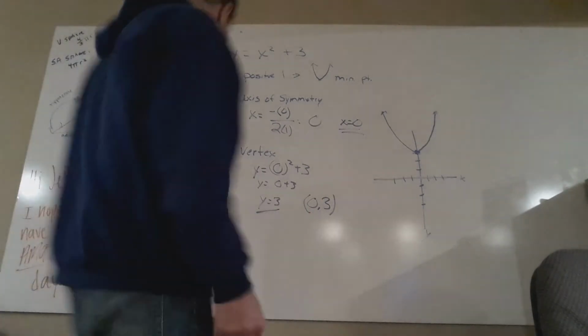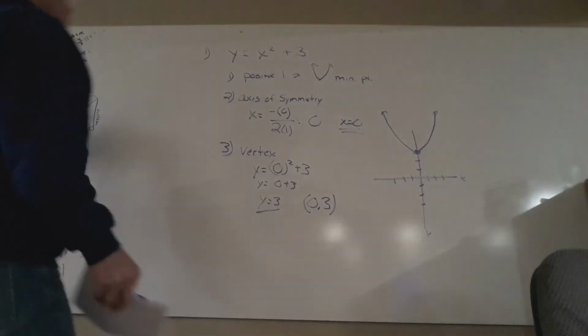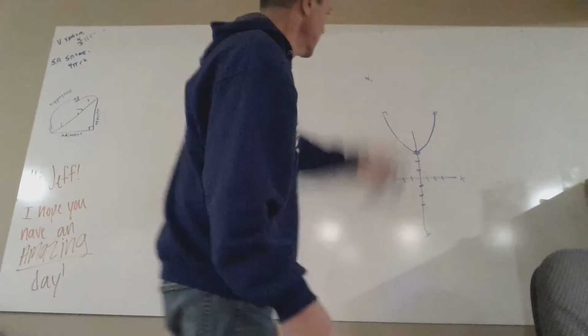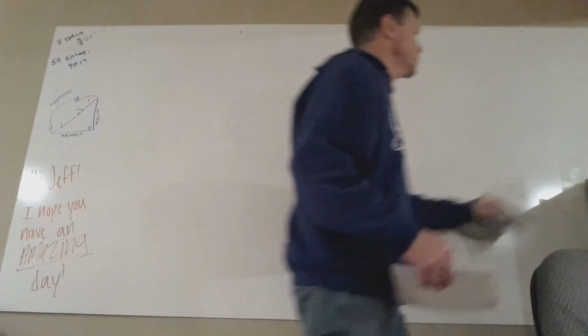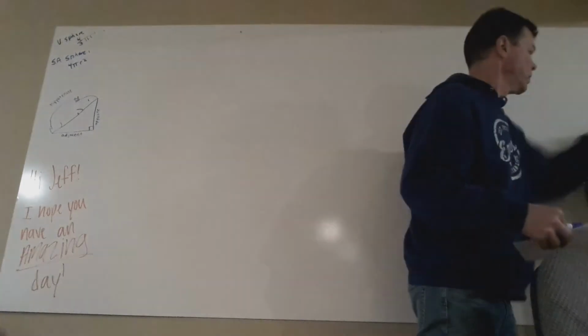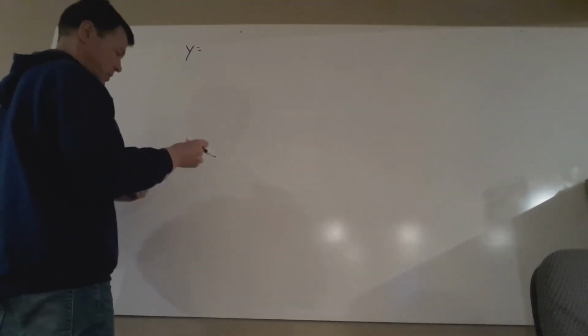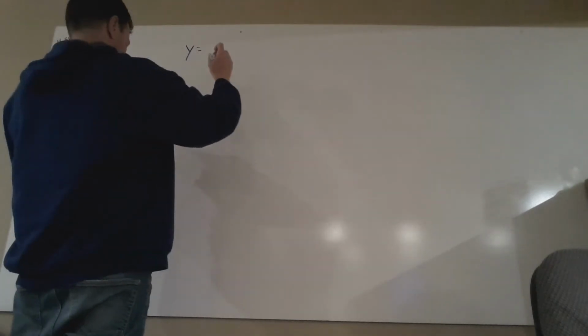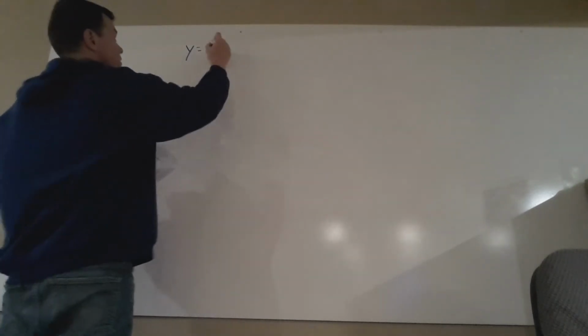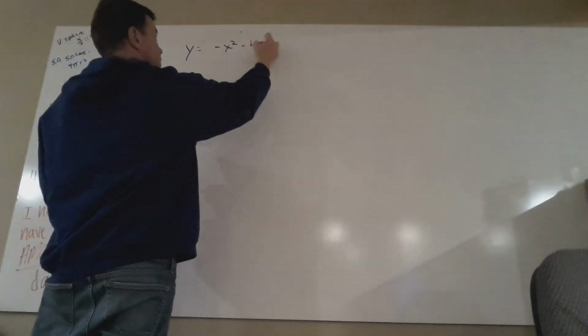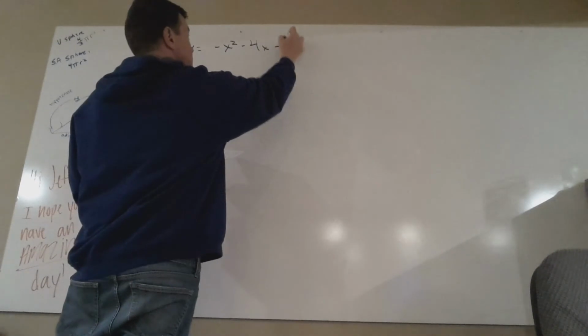I'll do 2 more examples. We'll do this one. Y equals negative x squared minus 4x minus 4.